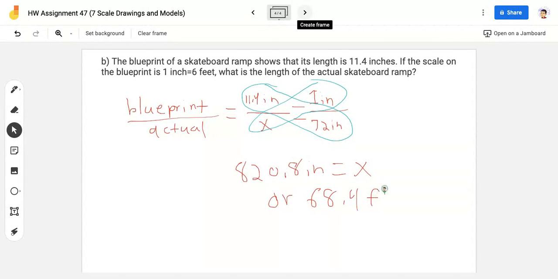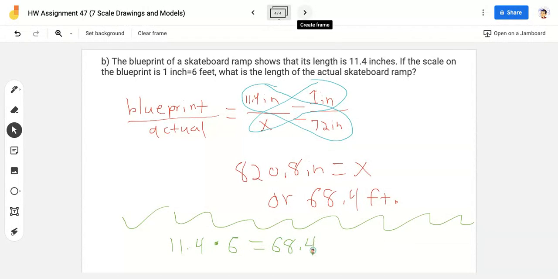And there's another way that we could actually see this done. So we said it was 68.4 feet. So remember we said that 1 inch was equal to 6 feet. Well, if 1 inch is equal to 6 feet, then we're saying that it almost has a scale factor, right, of 1 to 6. So what would happen if I multiplied 11.4 times 6? I would end up with 68.4. So in this case, it's almost like that 6 was our scale factor for us, okay?